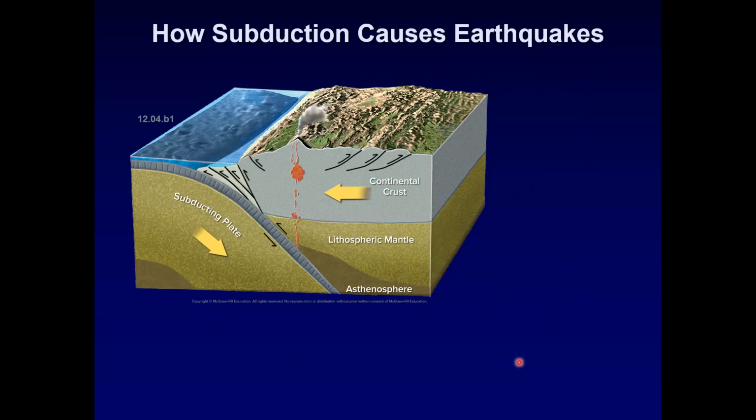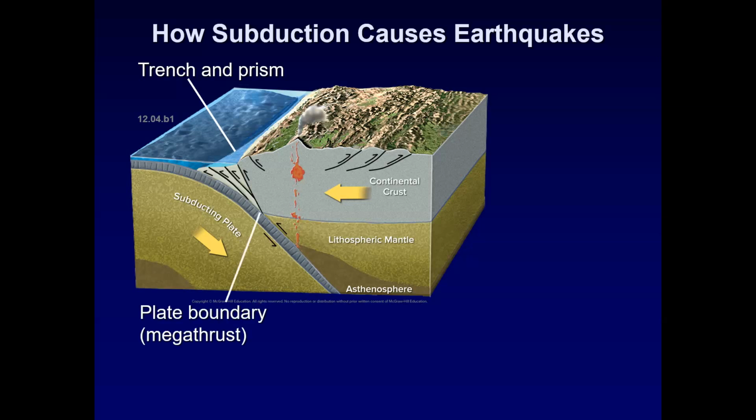So how does subduction cause earthquakes? You have a trench and prism pointed out here. The oceanic plate bends into the trench as it goes down, producing earthquakes. We're transferring energy through earth materials. We also have this plate boundary. We call that the megathrust. And the thrust faults in the accretionary prism, when there's movement along those, that produces earthquakes. Our largest earthquakes are produced along the megathrust boundary.